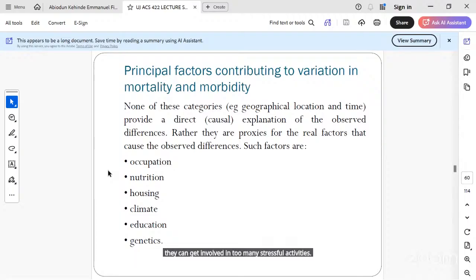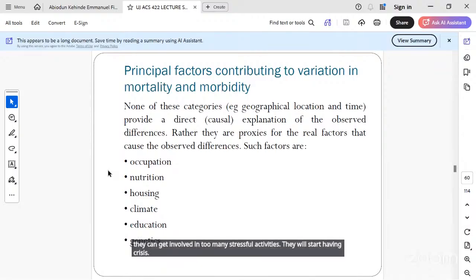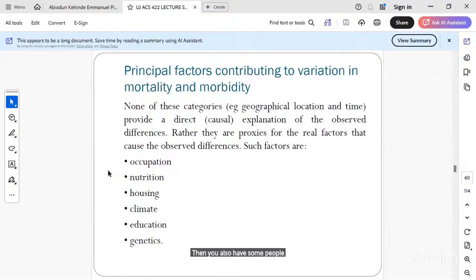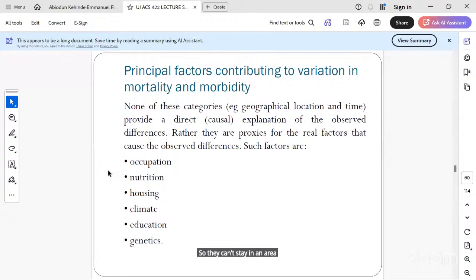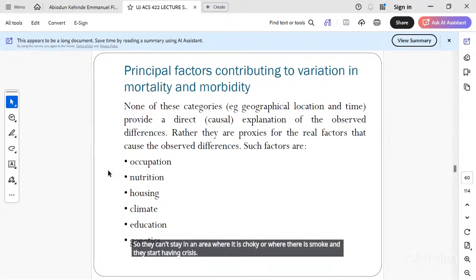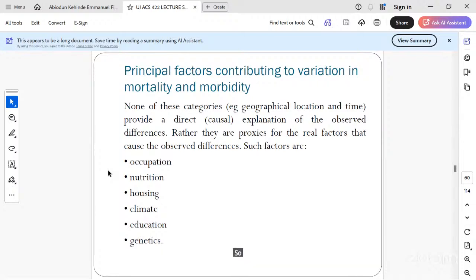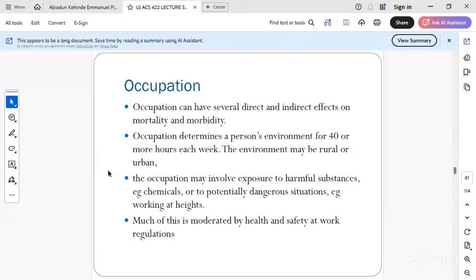They'll start having crisis. Then you also have some people naturally having asthma. It's part of their, maybe it's in the family. So they can't stay in an area where it is choky or where there is smoke, or they start having crisis. So genetic makeup is also a major factor that determines mortality and morbidity rate. So I've taken them one after the other.